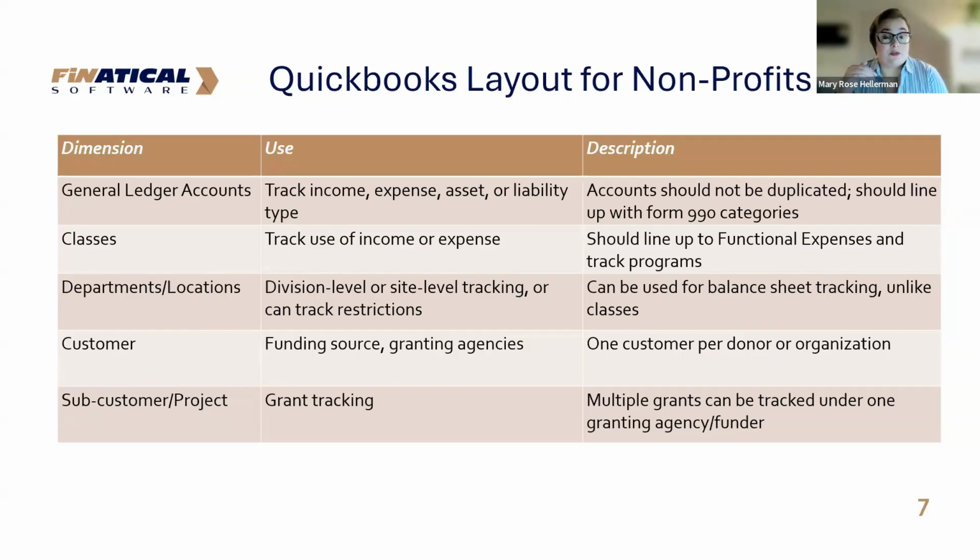Customers, you can use those for the funding source or the granting agency. It should be a top level item. So even if you have multiple grants from the same funding source, you don't want to have multiple customers for that. You want to have a single one that combines all of that, because you can use your sub-customer or project field to actually track individual grants. That way you can nest all of those under the one granting agency and keep it a lot neater.